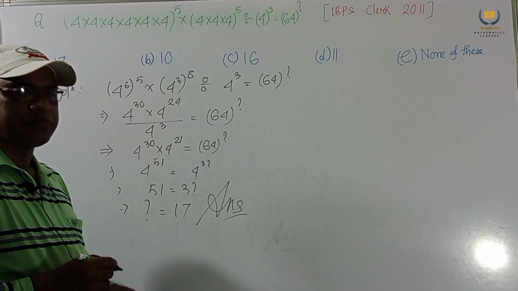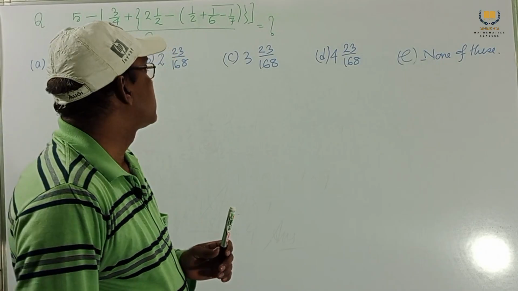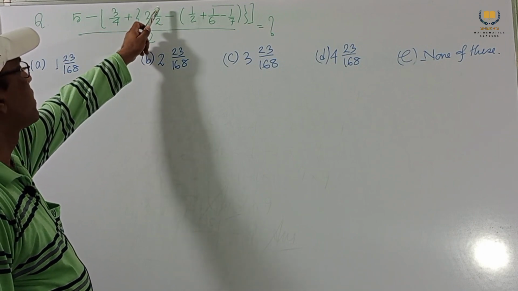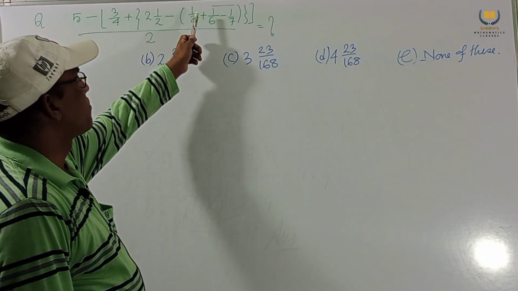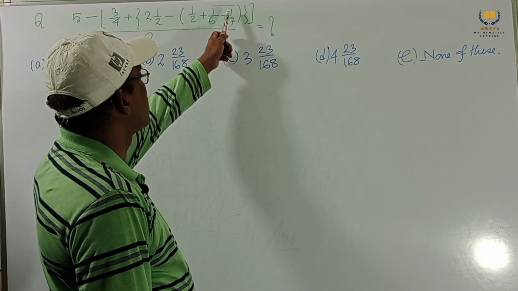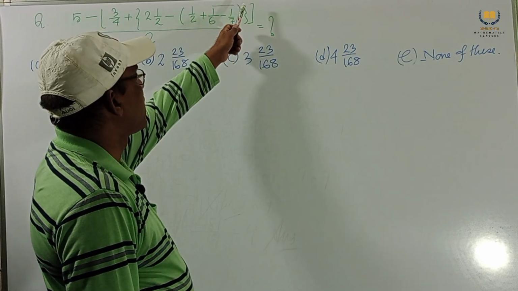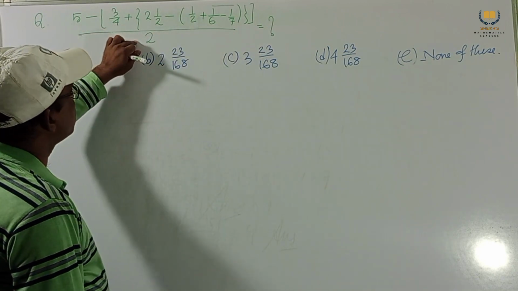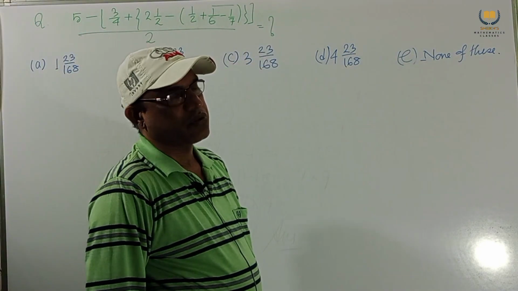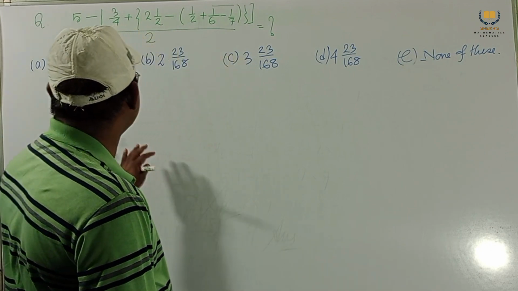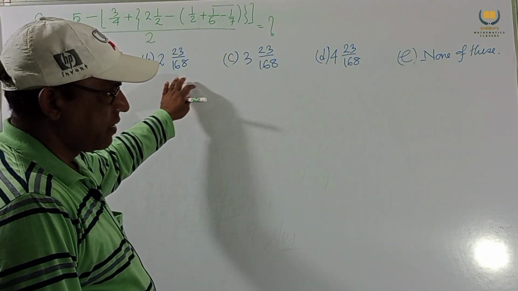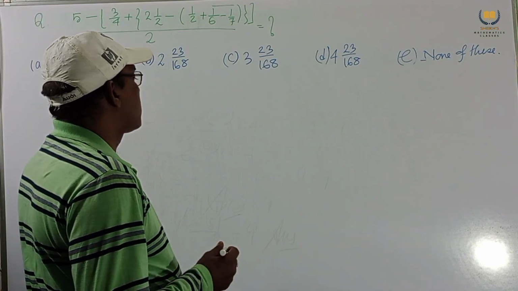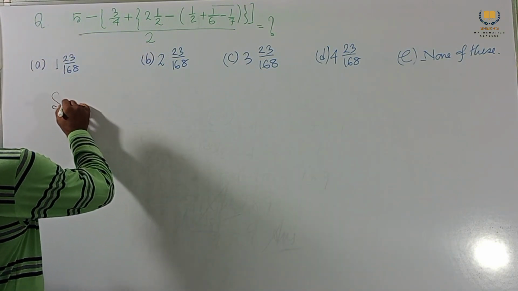very important also. Now we consider this problem: 5 minus 3 by 4 plus 2 and a half minus 1 by 2 plus 1 by 3 minus 1 by 7, this bar, and this bracket closed, divided by 2, equals question mark. Which one is the correct option? The options are given, and now we have to find the correct option. We solve this problem by using the BODMAS rule.